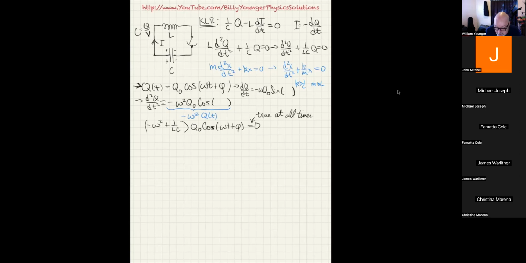So that has to be true at all times t. And the only way that's the case is if that factor out in front is 0. And that means, of course, omega has to be equal to 1 over the square root of L times C.